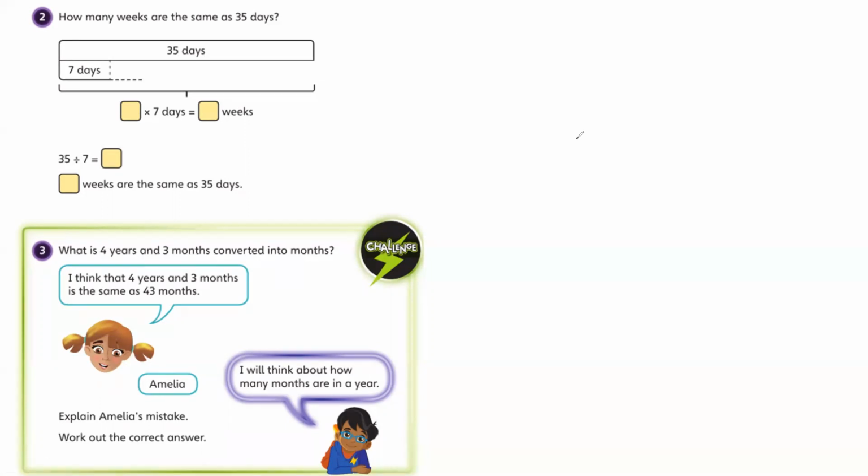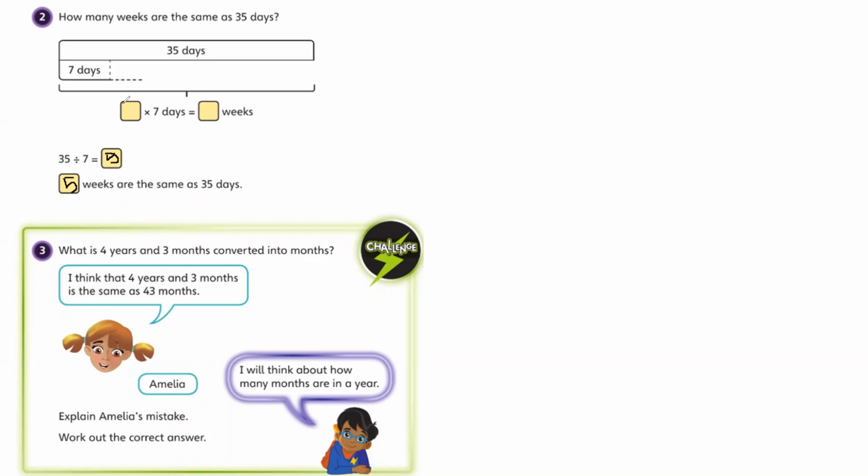So for my division facts, we know that 5 times 7 equals 35. So 35 divided by 7 is going to equal 5. This way, we know that 5 weeks are the same as 35 days.